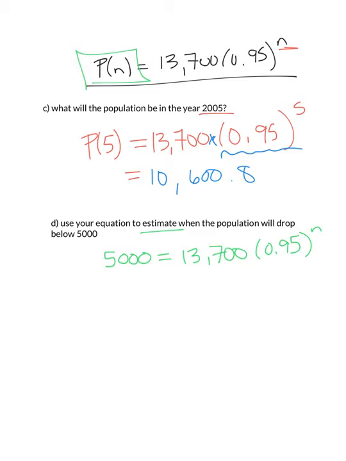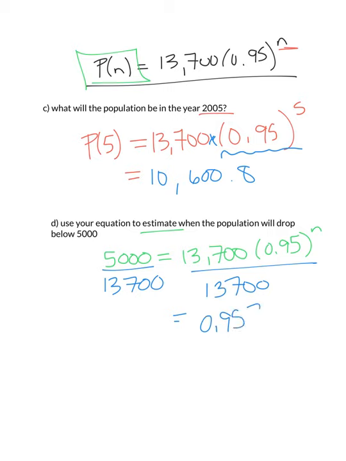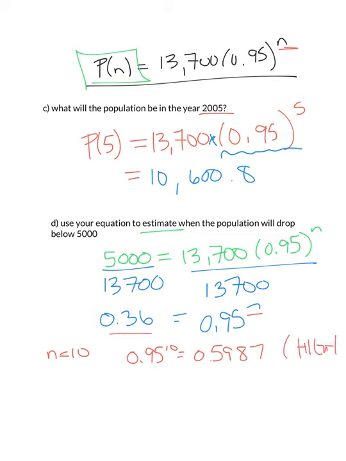In order to solve this equation, we're trying to get n by itself. We're going to divide both sides by 13,700. That's going to leave us just 0.95 to the exponent n on the right. And on the left, when we do 5,000 divided by 13,700, we get 0.36. Now I'm going to start by picking a random number. Honestly, I'm going to just pick 10. So if I plug a 10 in here and I do 0.95 to the 10, I get 0.5987. I'm looking for 0.36, so this is way too high.